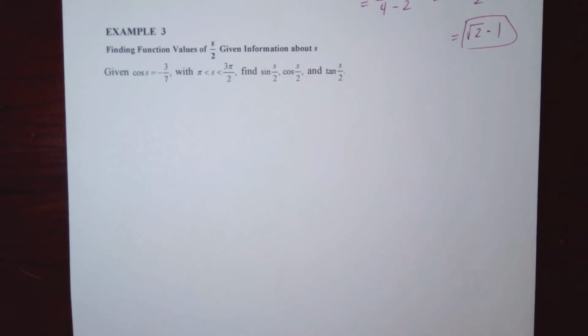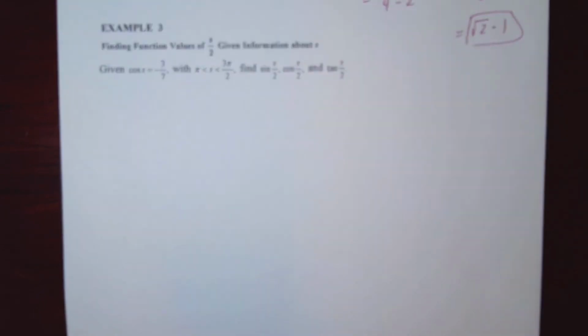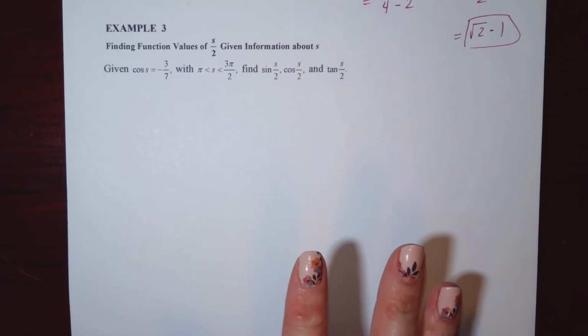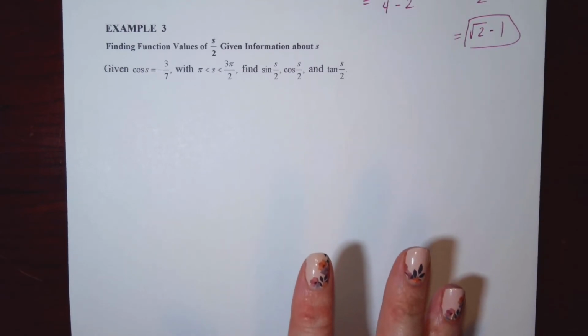Alright, so we are given some information about S. I'm going to hit autofocus. It's going to blur it out. It'll come right back. We're given some information about our angle S, and we want to find values of the half angle, so half of S.